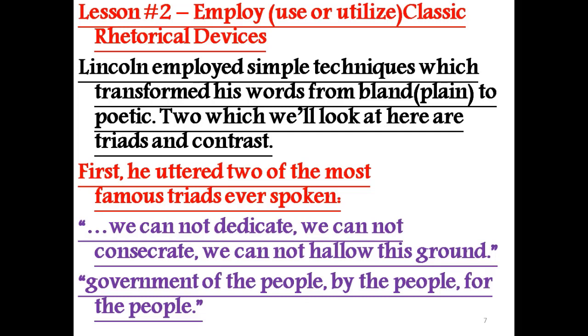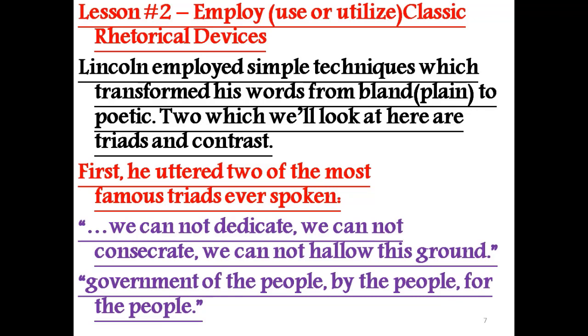So you can see triads. First, he uttered two of the most famous triads ever spoken. Three parallel ideas. We cannot dedicate, we cannot consecrate, we cannot hallow this ground. After the comma you can see a triad, meaning three ideas: we cannot dedicate, we cannot consecrate, we cannot hallow this ground.